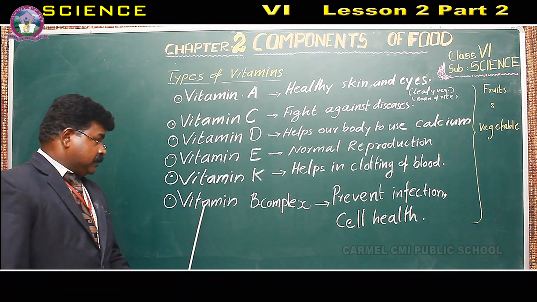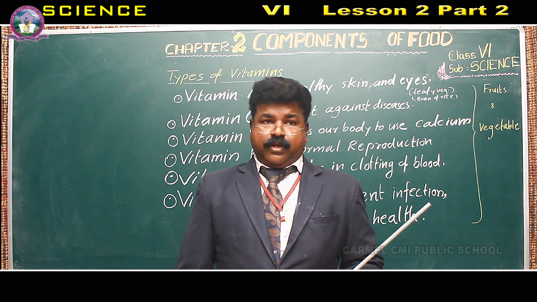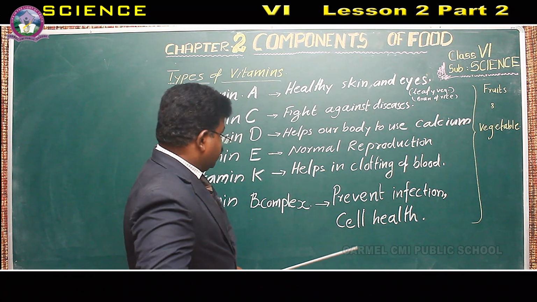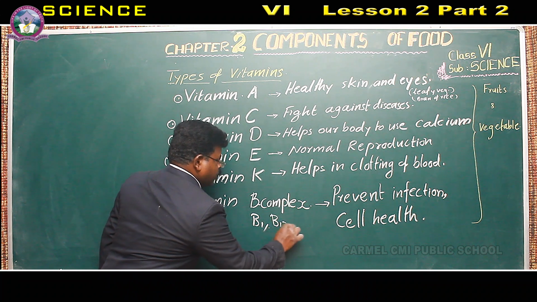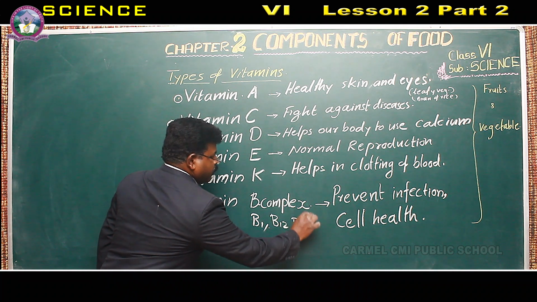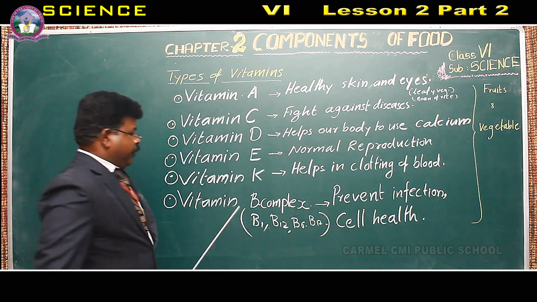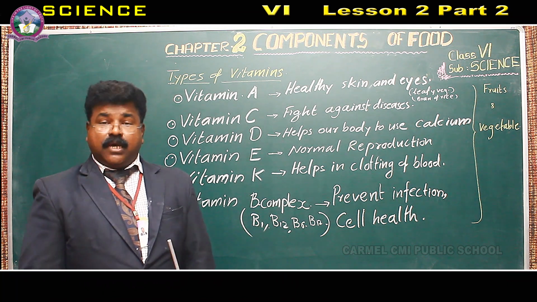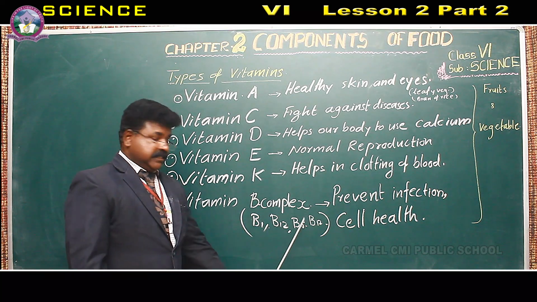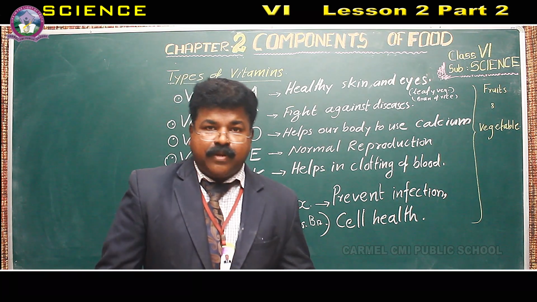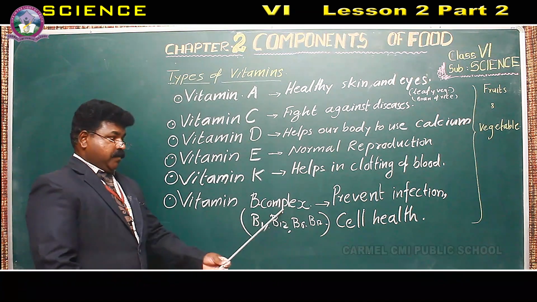The next point is vitamin B complex. Vitamin B complex means it is a group of B vitamins. Vitamin B1, vitamin B2, vitamin B6, B12, etc. It is known as the B complex because it is a combination of many vitamins. That means B1, B2, B6 like that. A number of vitamins are in a group. That's why all those grouped together we can call vitamin B complex.